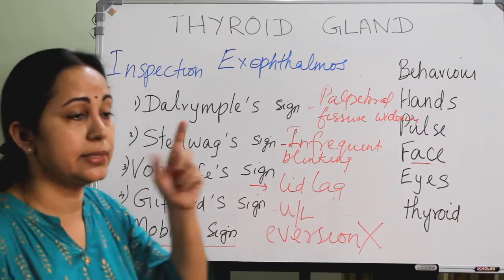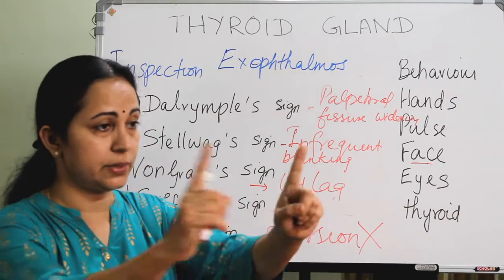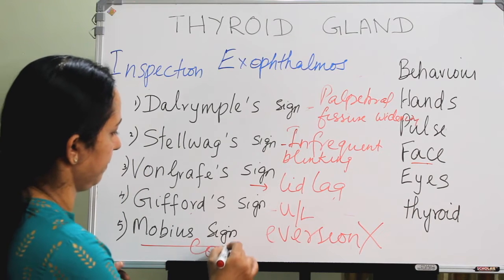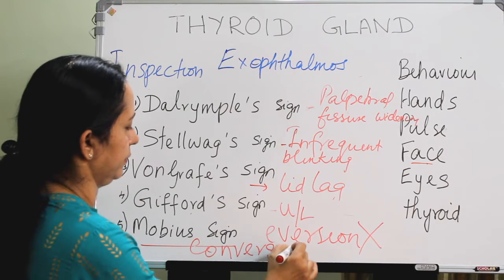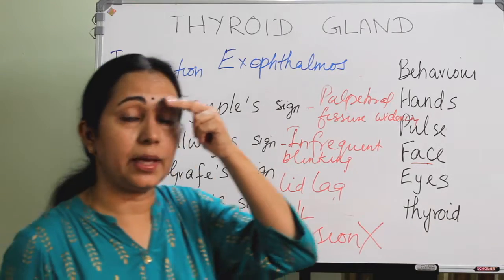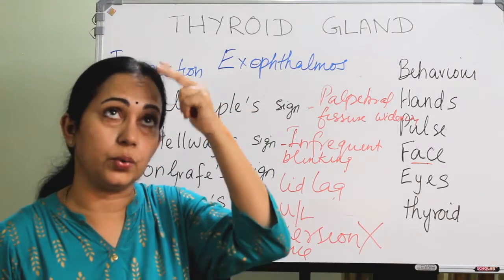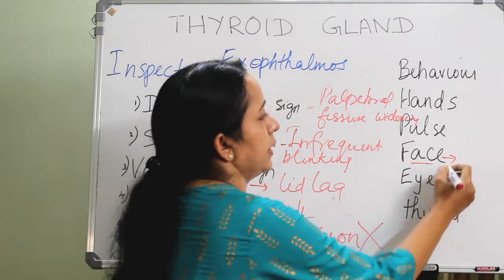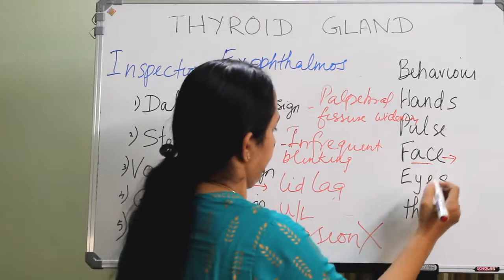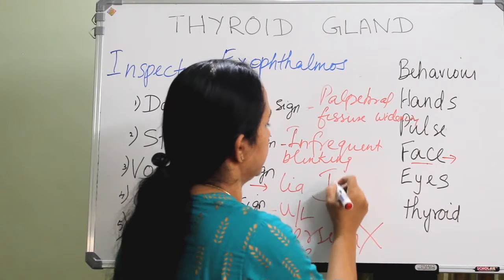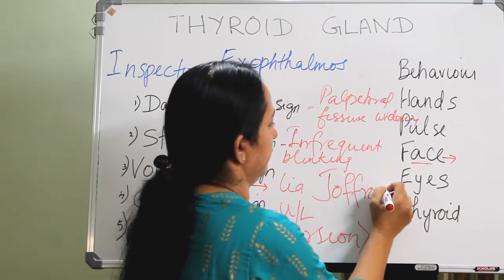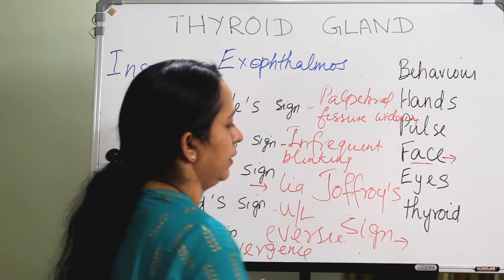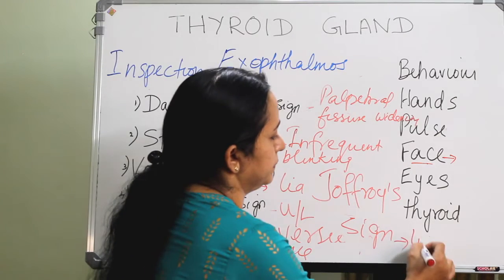And Mobius sign is the absence of convergence of the eyeball. Convergence will not be possible in case of thyrotoxicosis. And also there will be absence of wrinkling of the forehead on looking upwards in case of thyrotoxicosis, and that is called Joffroy sign. I will write it here. Joffroy sign, absence of wrinkling.